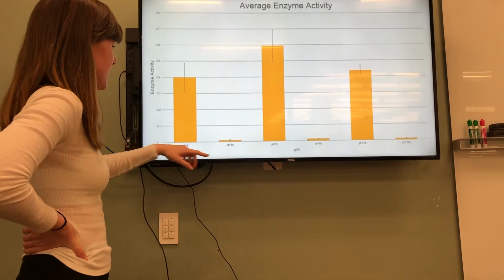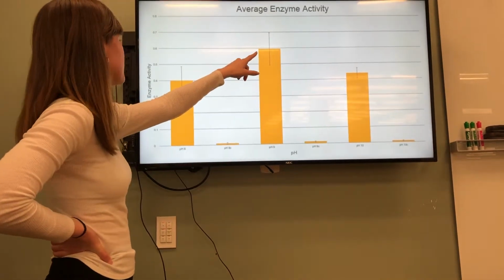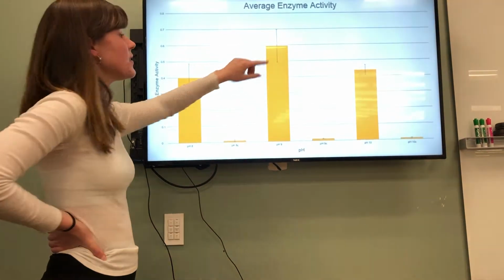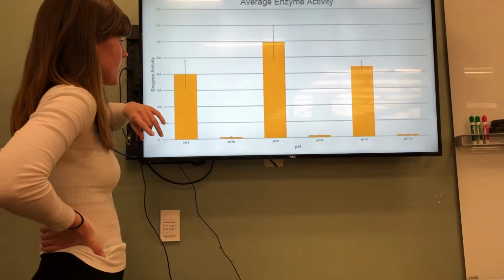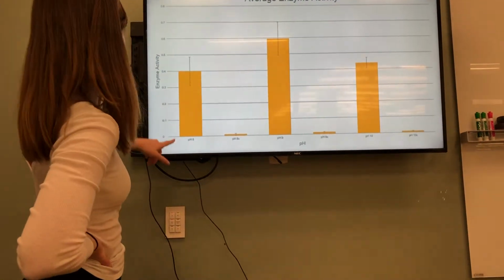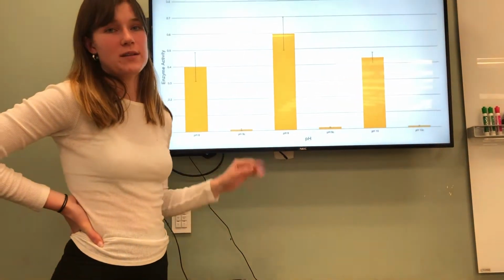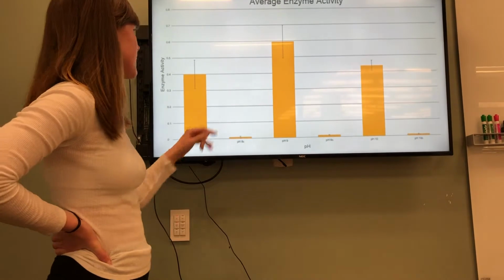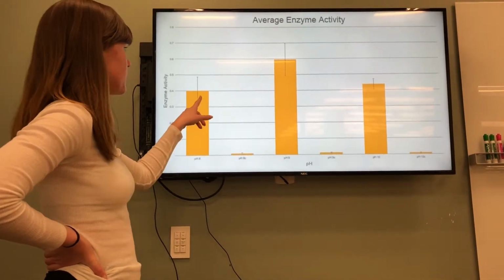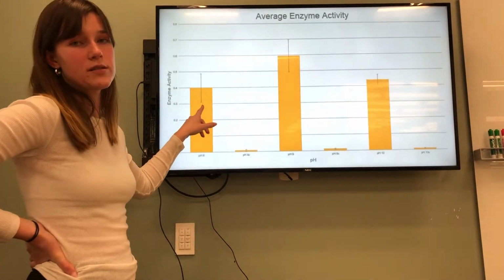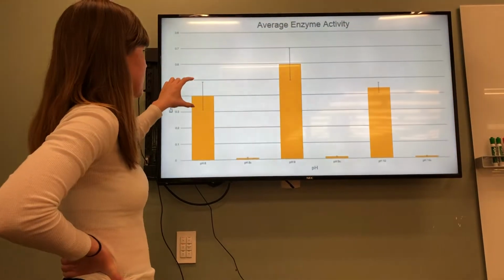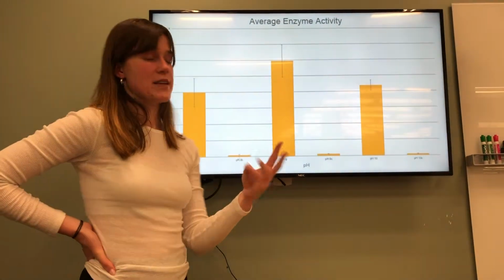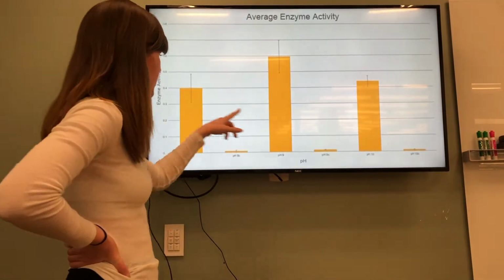And as you can see, pH 9 had the most enzyme activity, and pH 8 had the lowest enzyme activity out of our 3 variables. And we can pay attention to the standard deviation bars. They represent the amount of variability between the 3 trials tested at each pH.